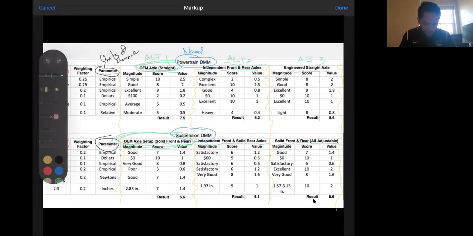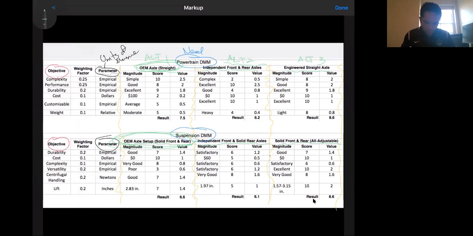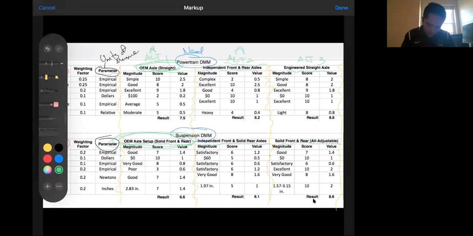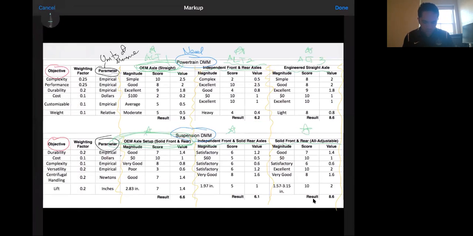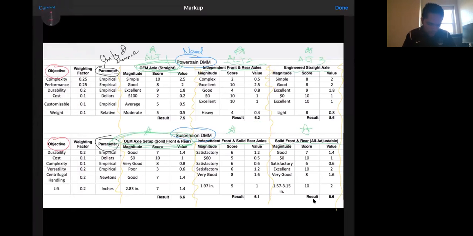So again, just to recap, I define the needs, which is this powertrain and for suspension. We are comparing 3 alternatives, which is found here. These 3, we have these 3. And then what we want to compare the alternatives against is the objectives that we've set for ourselves right here.